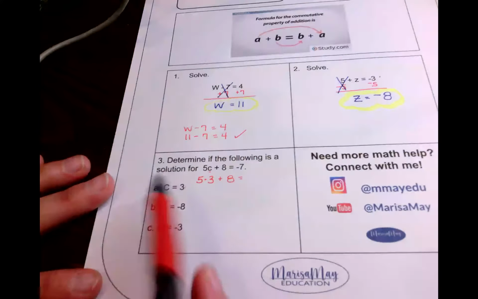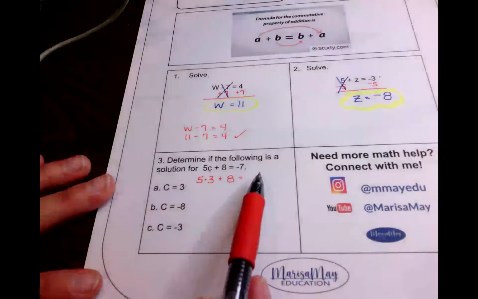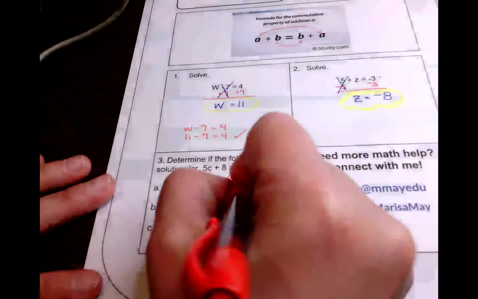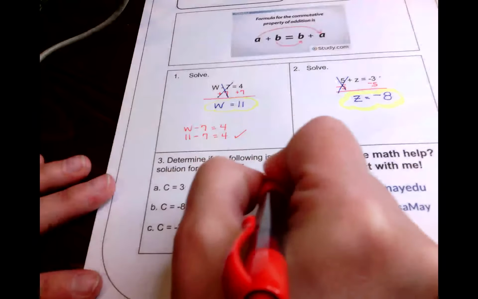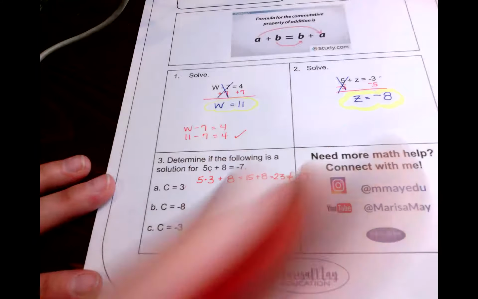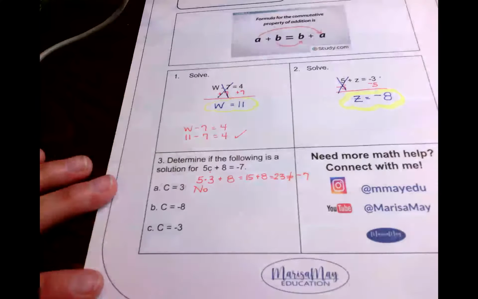So we want to know if 5 times 3 plus 8 gives me negative 7. You may want to put this in your calculator. You can. 5 times 3 will give me 15. 15 plus 8 is 23, not negative 7. So A is a big no. 3 is not a solution.